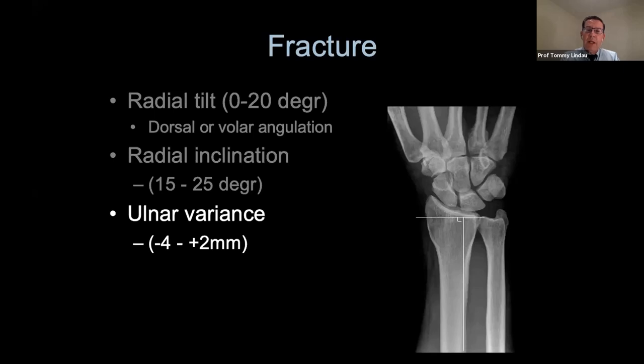We also measure the ulnar variance, which in this illustration is 0, as the ulnar head is as long as the radius, but in reference levels, it can vary from -4 to +2 millimeters. And of course, if you are in any doubt, you might have to request a contralateral X-ray to identify how much is a personal difference from reference levels into what is pathological because of the fracture.